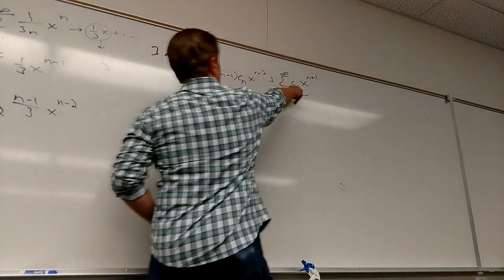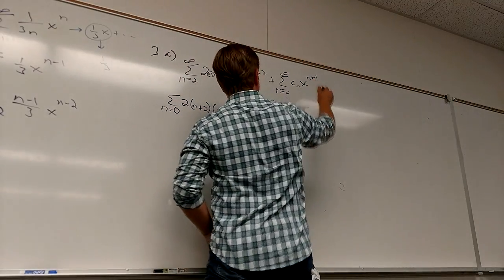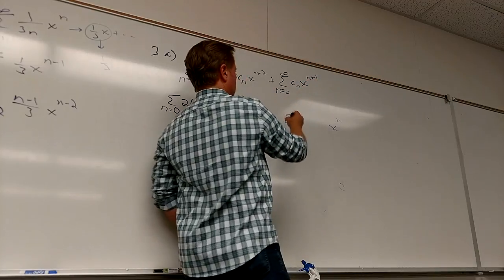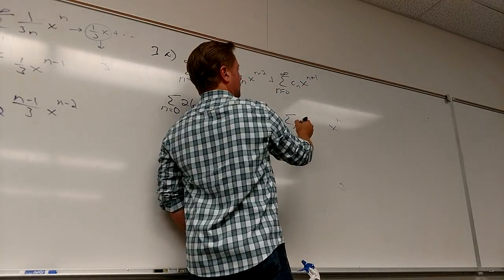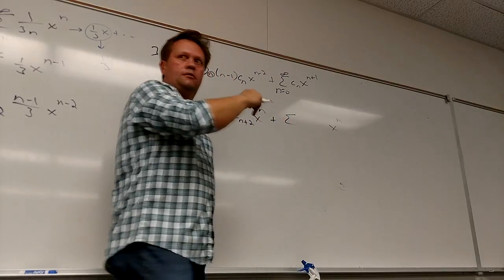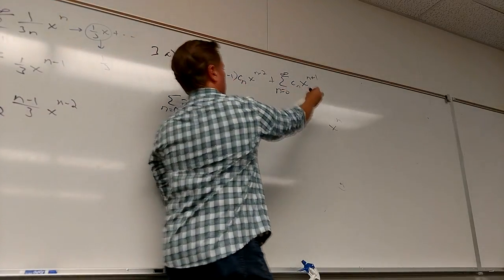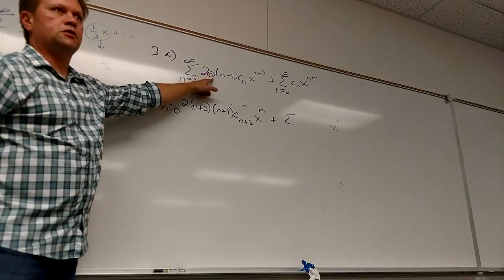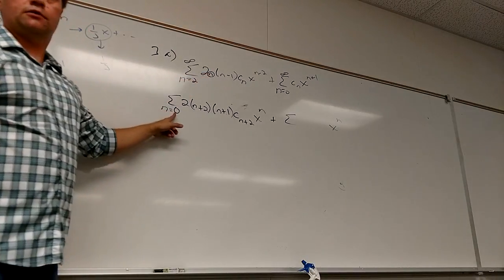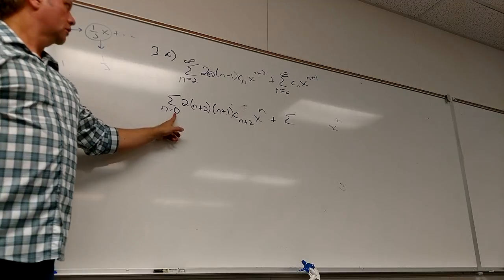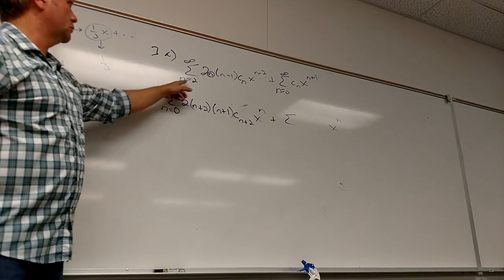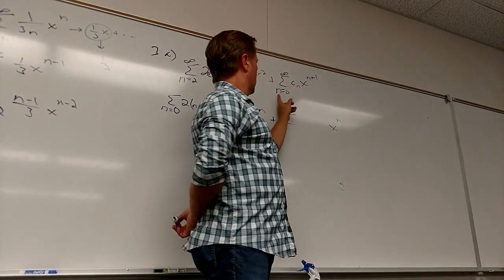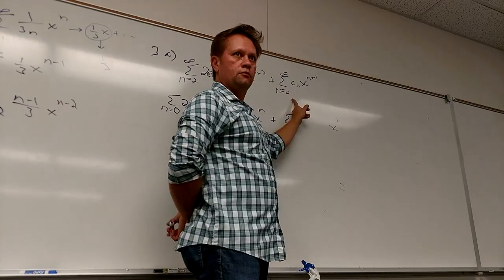So what happens to this one, if I make this x to the n? I've got to replace all my n's with n minus 1. So now, I had to replace all my n's up here with n plus 2, but do you see how that made this start at 0? Because if n plus 2 equals 2, n equals 0. So here I'm going to replace all my n's with n minus 1. n minus 1 equals 0 means n equals 1.